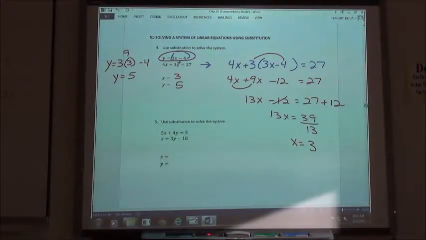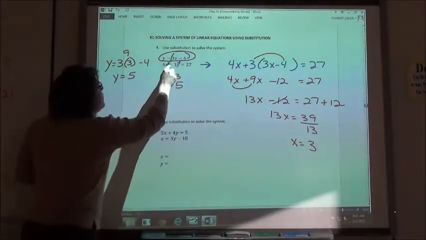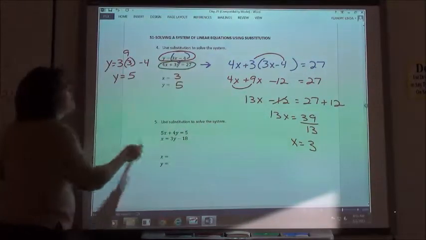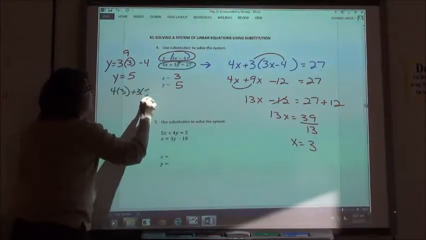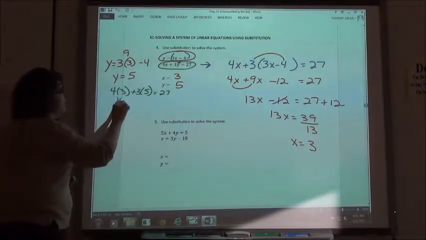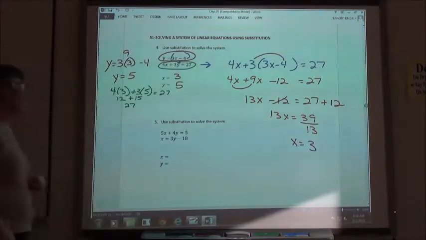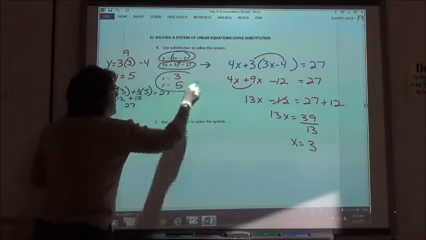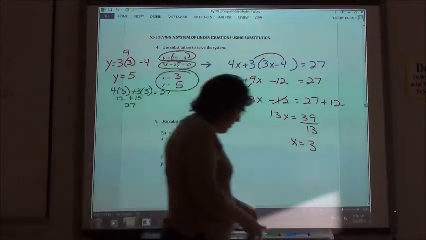If I wanted to double check my equation, I would check it in the bottom equation, putting in the 3 for x and the 5 for y. So 4 times 3 plus 3 times 5, does that equal 27? Well, 4 times 3 is 12, 3 times 5 is 15, and sure enough, 12 plus 15 is 27, so I know, yep, I did it right. And there's my 2 answers. So, solving by substitution.